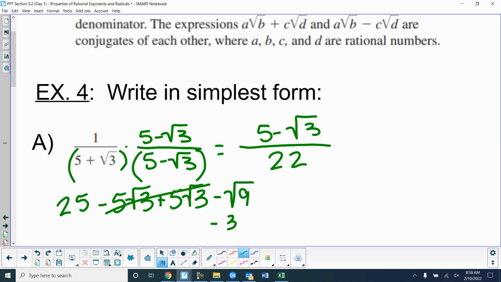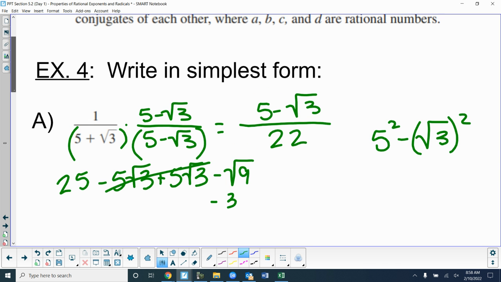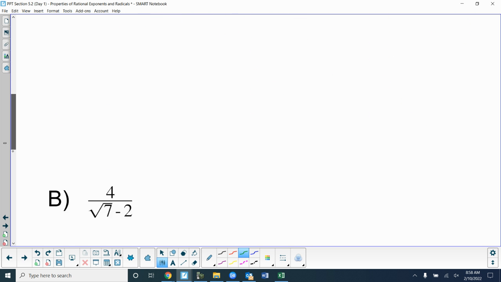Okay? The shortcut is just going to be square the 5, minus square the radical. Well, when you square the radical, it's whatever's underneath there, right? So basically, square that number minus that number. So 25 minus 3. That's what's always going to work with the conjugates when they're radicals. Okay? Make sure you have it in the right order.